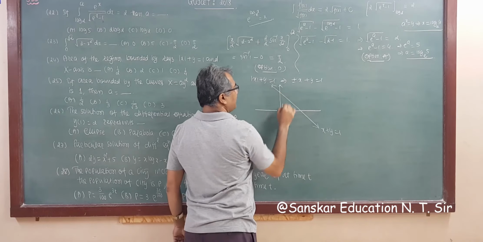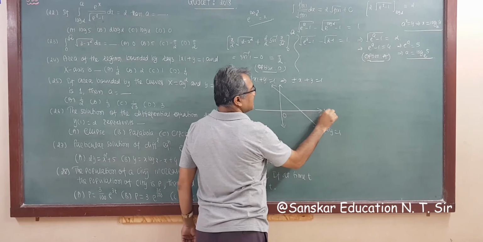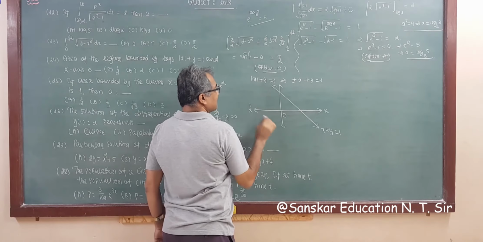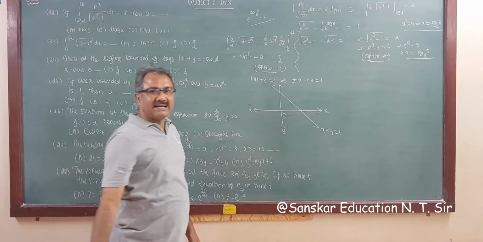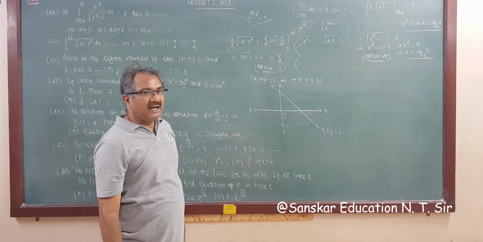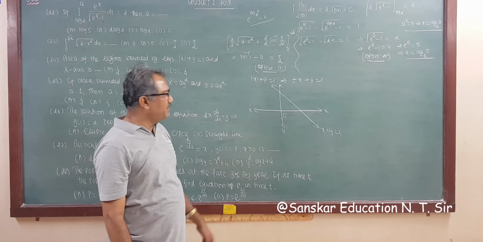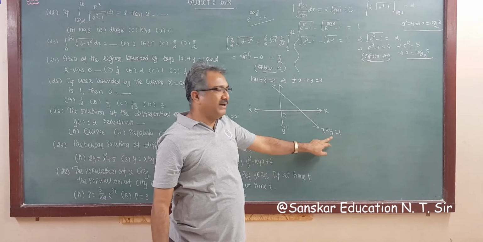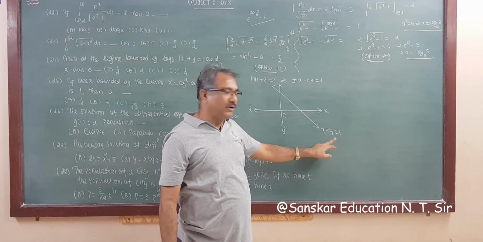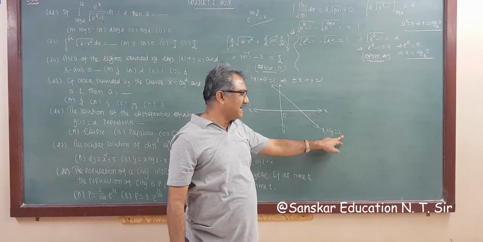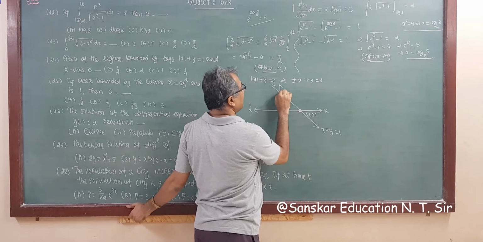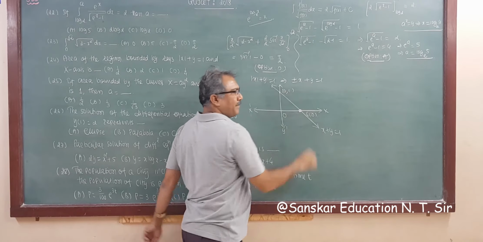If this is the origin, this is the x axis, this is the y axis, and this is the x dash axis and this is the y dash axis, then this is the graph of the line x plus y is equal to 1, because this line intersects the y axis and the x axis. If we take y equal to 0, then x is equal to 1. So this point is (1, 0) and similarly this point is (0, 1).